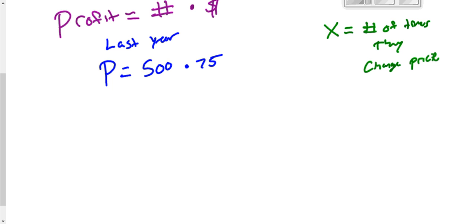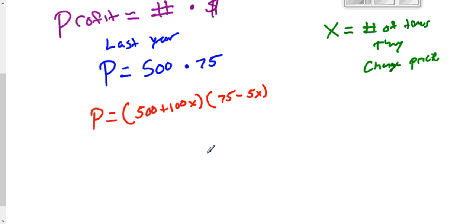So instead we set up an overall equation. The profit is going to be equal to the initial 500 plus 100 students for every time they reduce. So if they reduce it once, they get 100 students. They reduce it twice, they get 200, 300, 400, and so on. In the same turn, the price is going to reduce $5 every time they reduce. Like so.